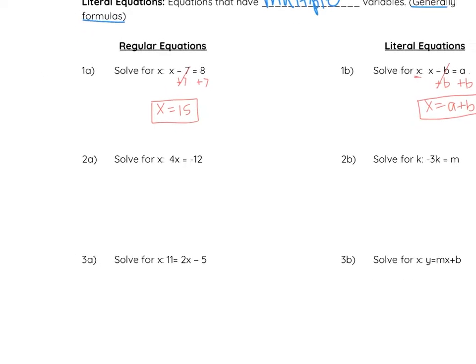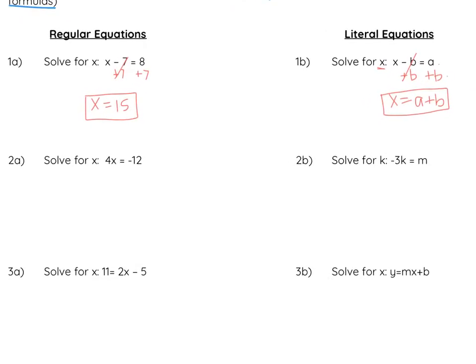So let's look at example 2a. Solving for x, we have 4x. The 4 is being multiplied by the x, so in order to undo that, we're going to divide both sides by 4. This cancels, and I'm left with x equals negative 12 divided by 4 is negative 3. That's how we solve a quote-unquote regular equation.